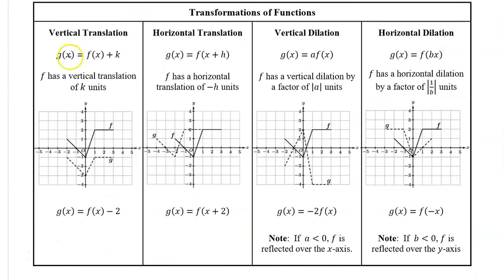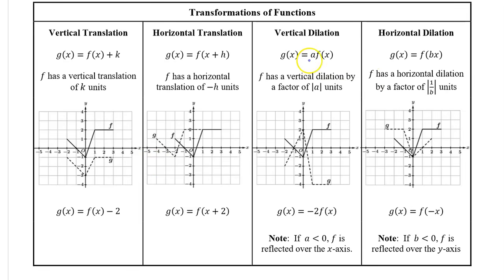In these images, g of x represents a transformation of a parent function f of x. If you add or subtract something on the end of a function, that is going to be a vertical translation of k units. For example, if we do f of x minus 2, that would be a shift down 2 units. On the other hand, when you add or subtract a number on the inside of a function, that's going to be a horizontal translation. And it's going to be the opposite of the way it looks. So if you see an x plus 2, that's actually a shift to the left by 2.